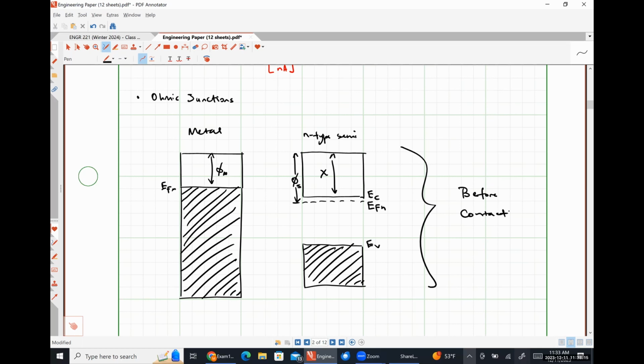So let's look at some things, right? We have electrons in this high energy state here. And then the Fermi level here is lower, right? So what we're going to see in our ohmic junction is that electrons will be able to move from the metal into the semiconductor material.